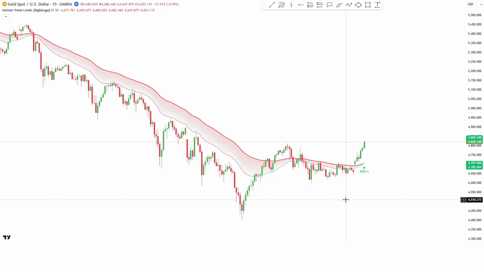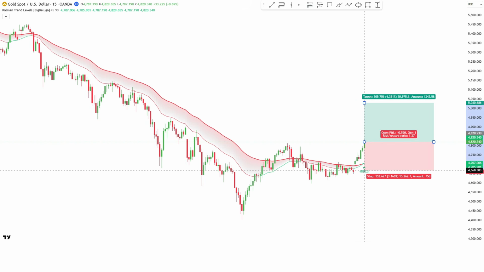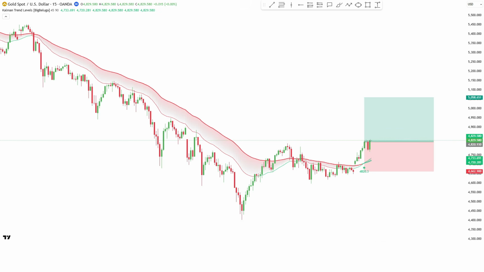Entry. Open a buy position once the green arrow with green candle signal is confirmed. Stop loss. Place it at the Kalman Trend level. Take profit. Target a 1 to 1.5 risk to reward ratio.